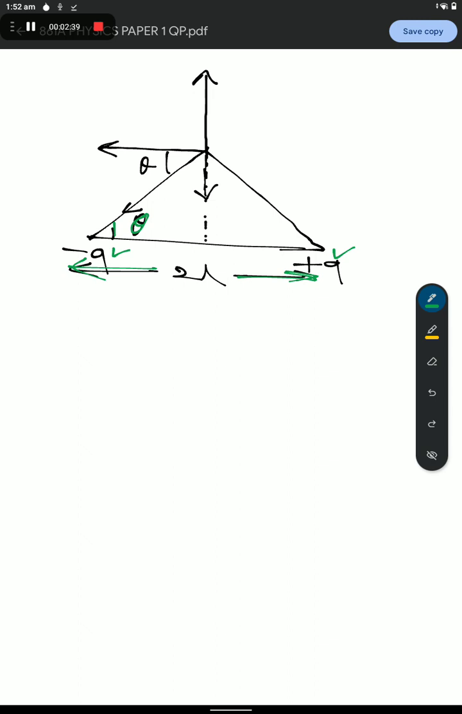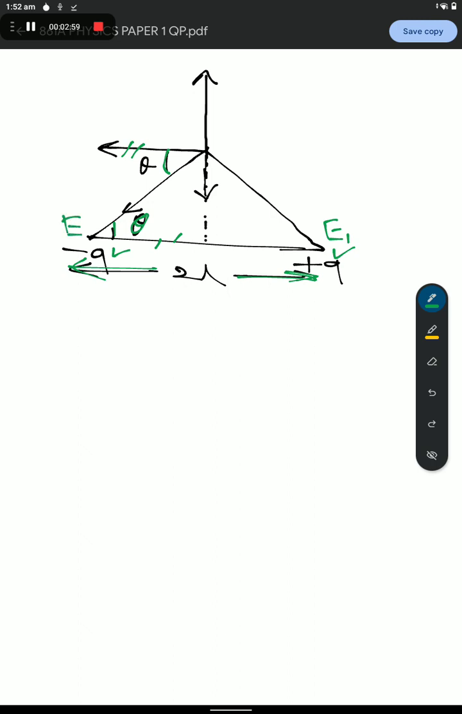Now because these two lines are parallel, this line is parallel to this one, this basically means that by alternate interior angles we have this one as theta as well. And now we will see. So let us take this one as E1, okay, and this one as E2.